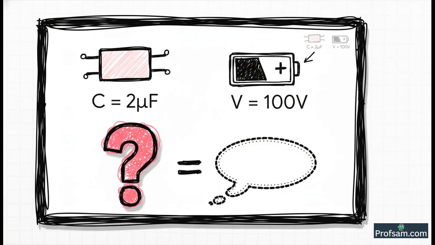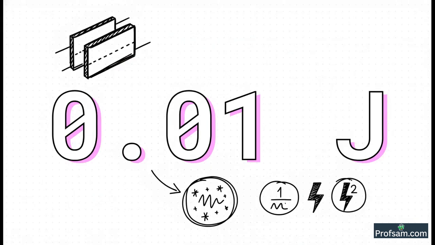Okay, let's apply what we just learned to a very simple numerical problem, just like you might see in an exam. Come on, try this. They've given us C and V. So which formula are we going to use? Obvious, right? U is equal to half CV square. The answer is 0.01 joules. See, you just put the values in the formula, that's 1/2 times 2 into 10 to the power of minus 6 farads times 100 squared.